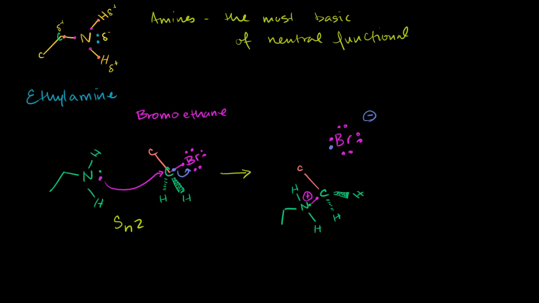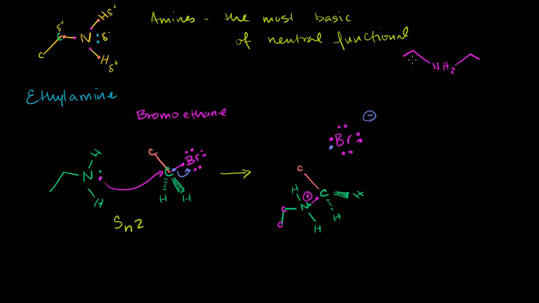And this would be called, and this is interesting, at least from a naming perspective, you have 2 ethyl groups. It might not be completely clear. You have 2 carbons here, and then you have another 2 carbons there. We could rewrite it as NH2, and then we have 2 carbons, and then another 2 carbons, just like that.